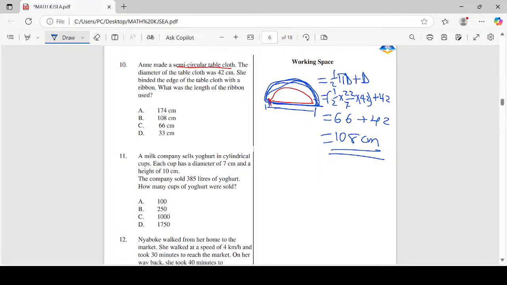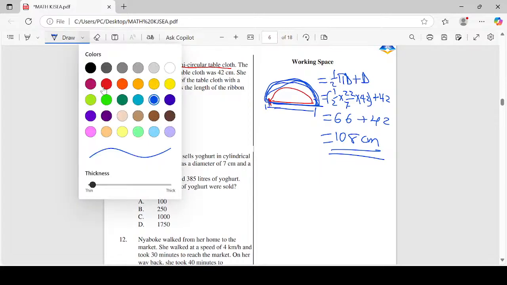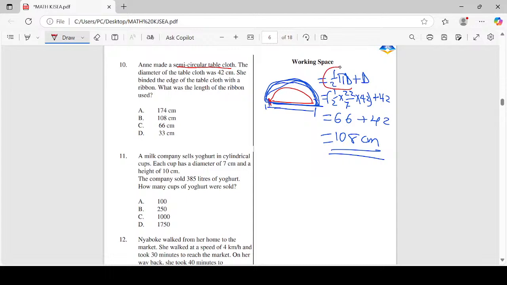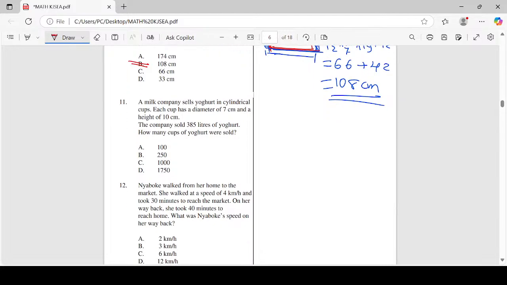I've said in this case, half pi d is for the curved part. Then I'm adding this d because I have to go back to where I came from to cover the whole of it. So that makes choice B the correct option. If you have a problem, you just communicate from the site. Let's look at question number 11.